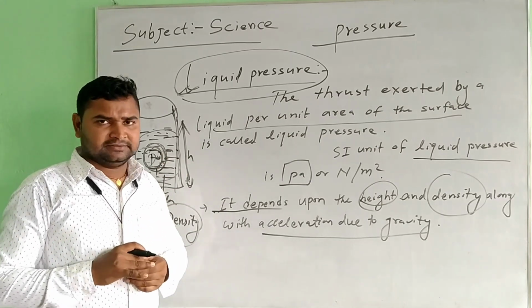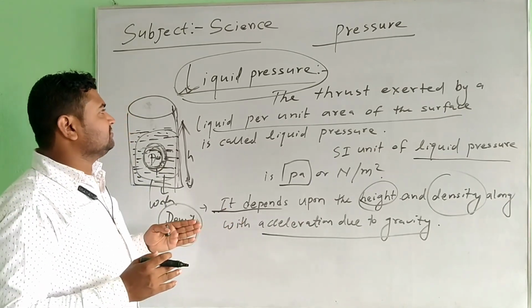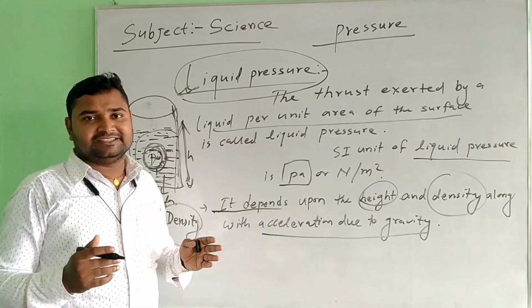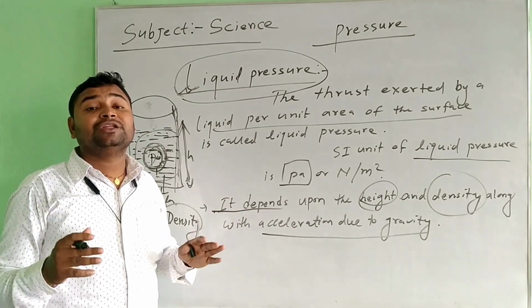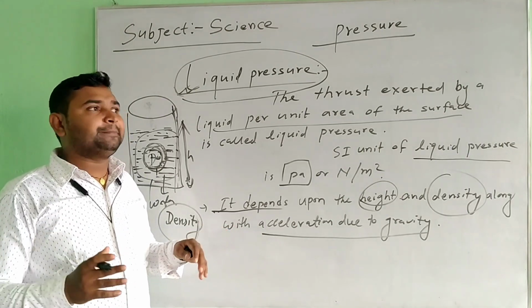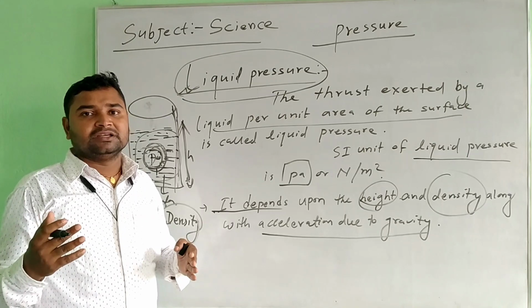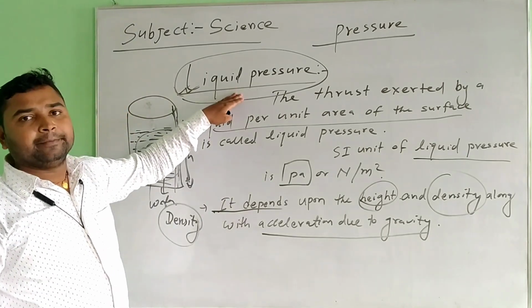Sometimes you have seen a pipe burst. What is this due to? This is a burst due to liquid pressure. In big industrial areas you have seen pipes generally bursting. That is due to liquid pressure.